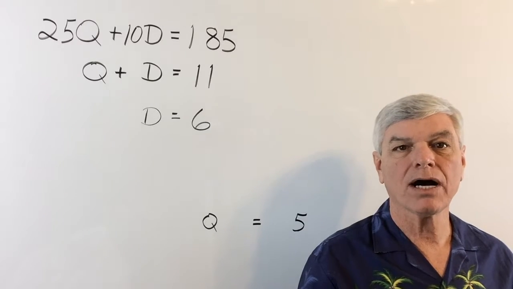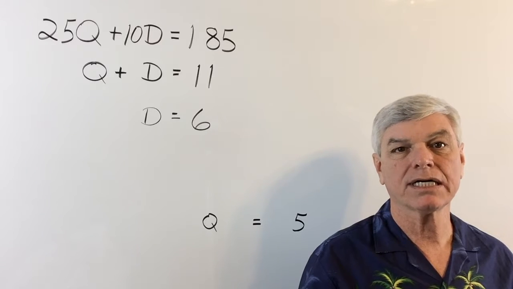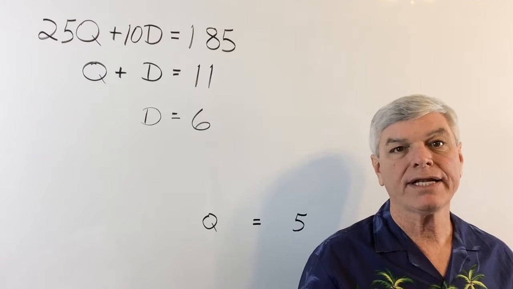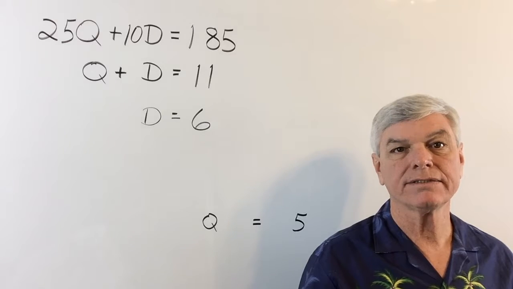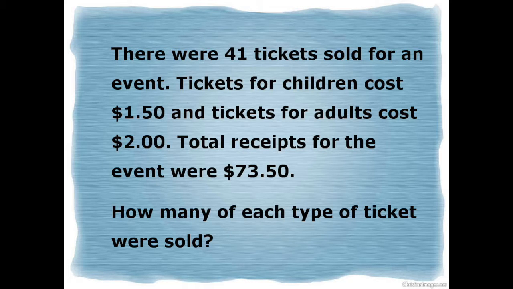Sometimes they'll give you a problem where they're selling tickets to a concert and the tickets have different prices. There were 41 tickets sold for an event. Tickets for children cost $1.50 and tickets for adults cost $2. Total receipts for the event were $73.50. How many of each type of ticket were sold?